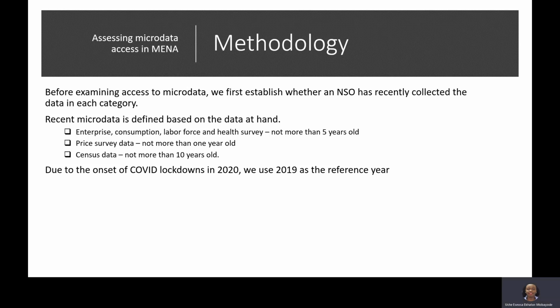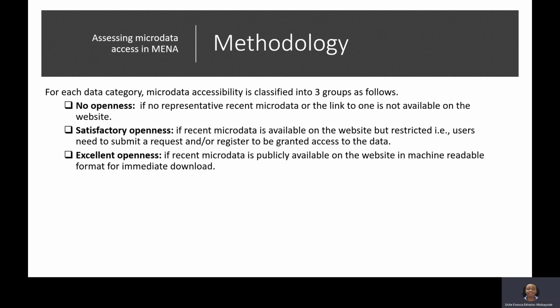So once that definition of what is recent is clear, we divide microdata accessibility into three categories. We say there's no openness if no representative data set from that data category is available on the website, or a link to one is not available. So it's either the NSO makes it available on their website, or they provide a link where a data user visiting the website can find the data.